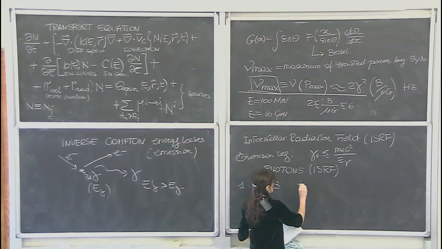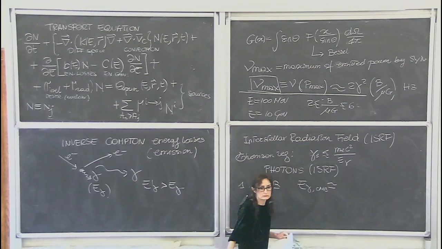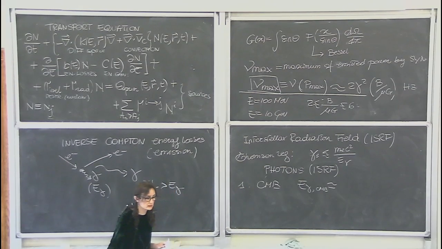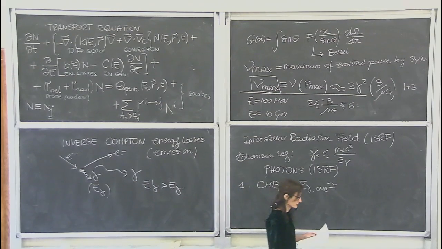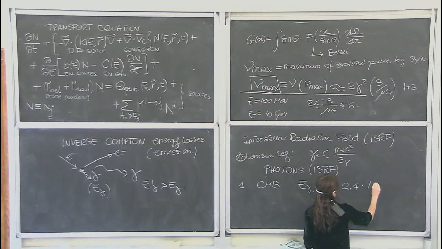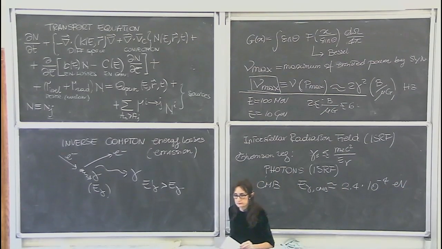Typical energy for the CMB, I don't know if you have computed it, maybe not last week. Do you have an idea of the typical energy of photons in the CMB at 3 K? It is small. It is about 2.4 times 10 to the minus 4 eV. Okay?